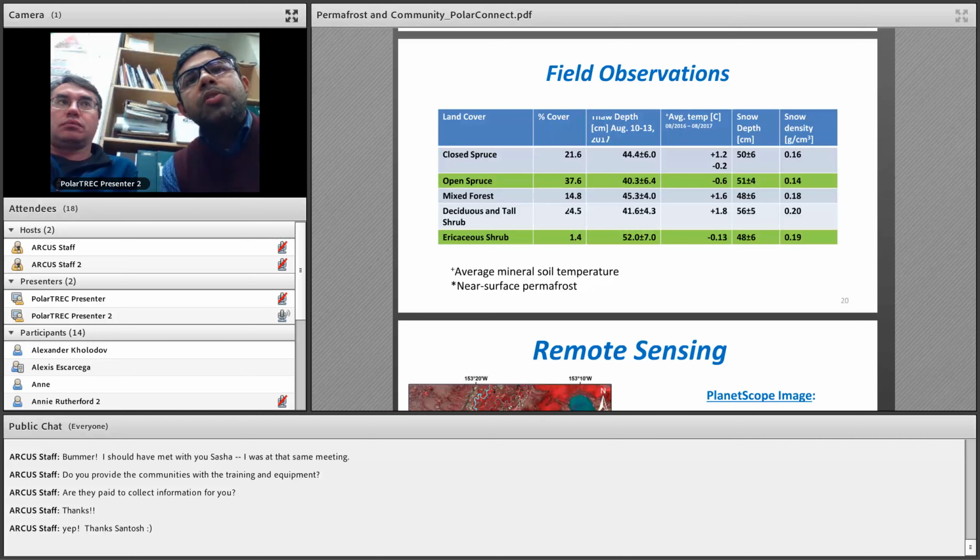The temperature below the seasonal freeze-thaw layer, at about a meter depth, is 1.5 degrees centigrade, close to 2 degrees centigrade. We also collected snow depth, in spring 2017, and snow depth doesn't vary too much across the different land cover types. Snow density does, though. The minimum density that we saw is 0.14 grams per cubic centimeter, and the maximum is up to 0.2 grams per cubic centimeter. So there is some variation in snow density. We used all this information when we want to model permafrost, so I'm going to say a little bit about that.